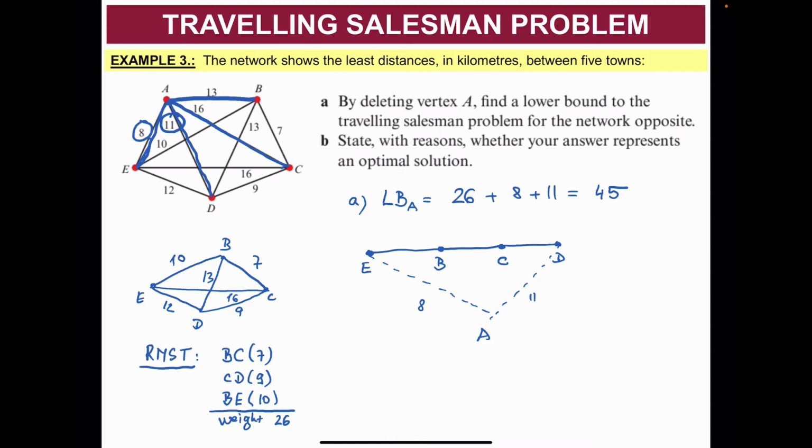Now, for the B case, you need to state with reasons, so do not forget to mention the reasons, whether the answer represents the optimal solution. Yes, it is optimal, because when you look at the picture, you can see it's a Hamiltonian cycle. As it is a Hamiltonian cycle, it represents the optimal solution.